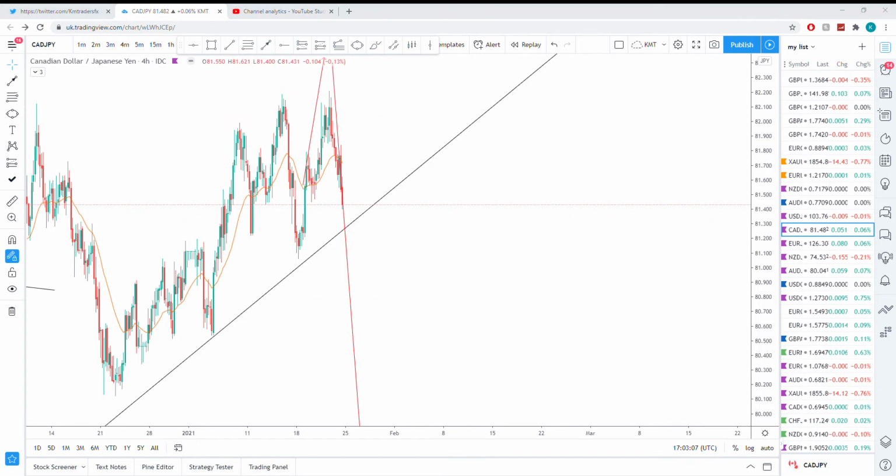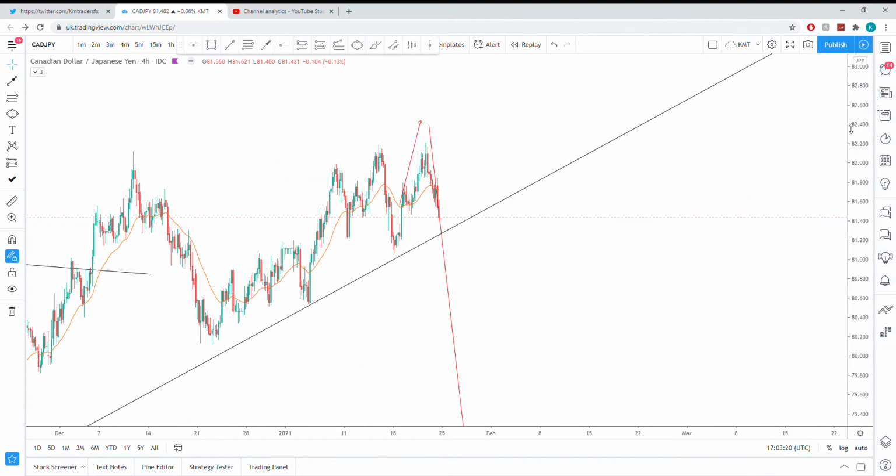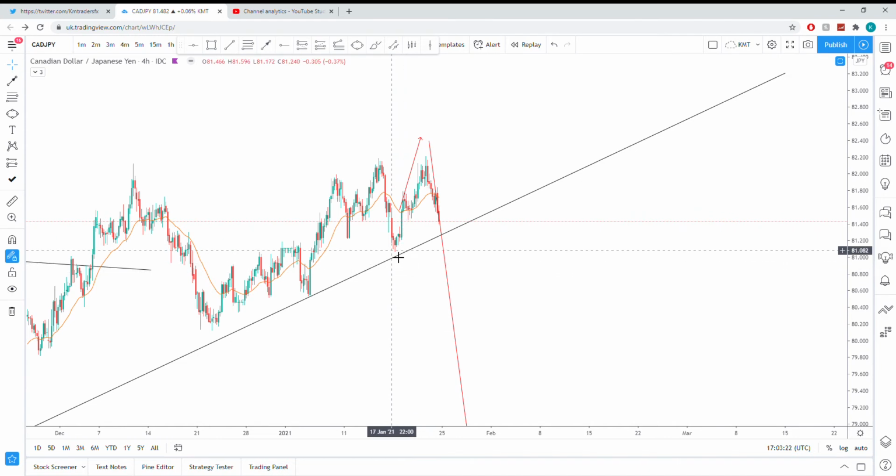Touching on now to CADJPY. We're looking at this point in the market. We've not really been looking too much at this, purely because I wanted to see how price reacted to this trend in the market here.